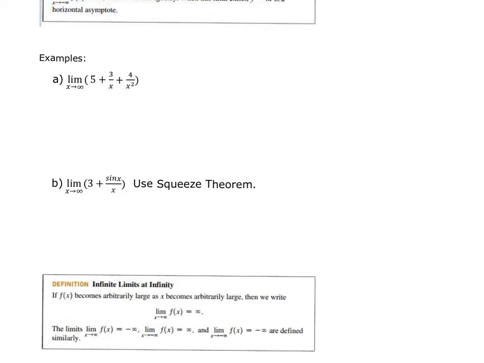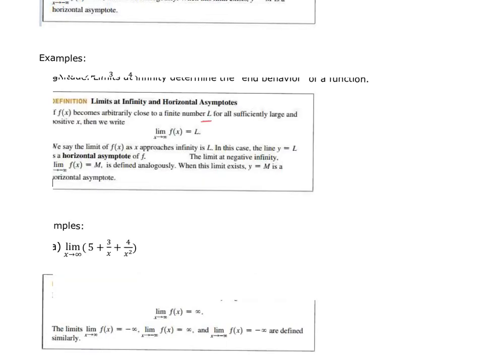So we say that a limit at infinity is L if the function becomes arbitrarily close to some finite number L for all sufficiently large positive values. Then we say the limit as x goes to positive infinity of the function is L. And if we want to go to negative infinity, then we say that the limit of f of x as x approaches negative infinity of the function approaches some finite number m.